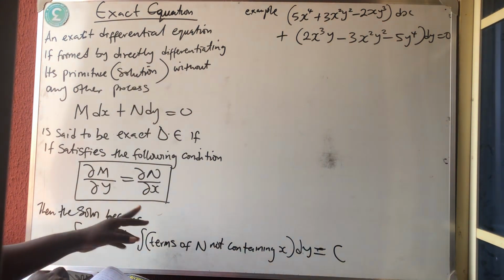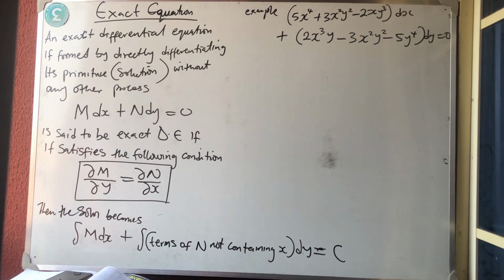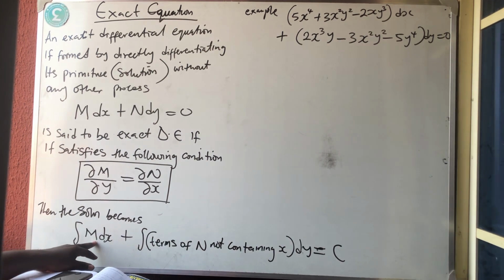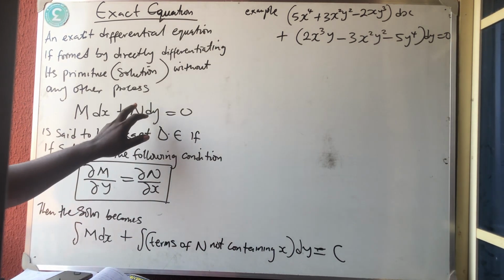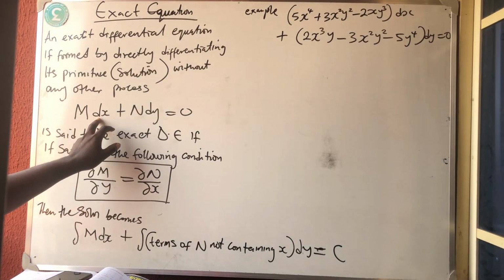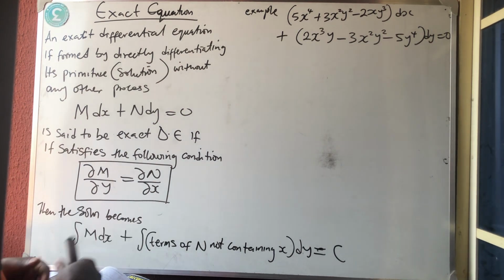Now check if they are equal. If they are equal to each other, then we conclude that it's an exact equation. Then how do you get the solution? Just integrate M, the integral of M, plus the integral of the terms of N that do not contain x. Okay, so that is that. It's a simple sum.